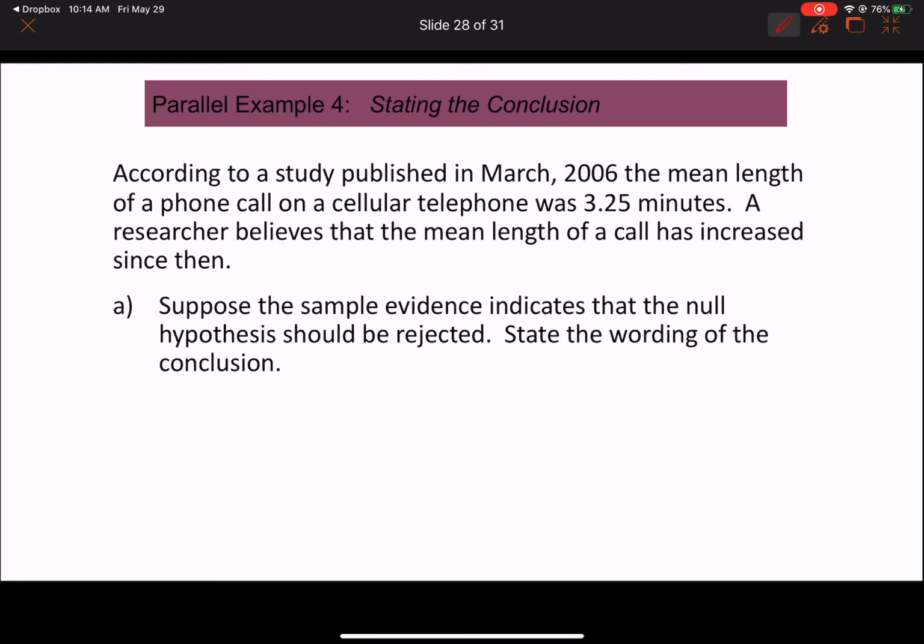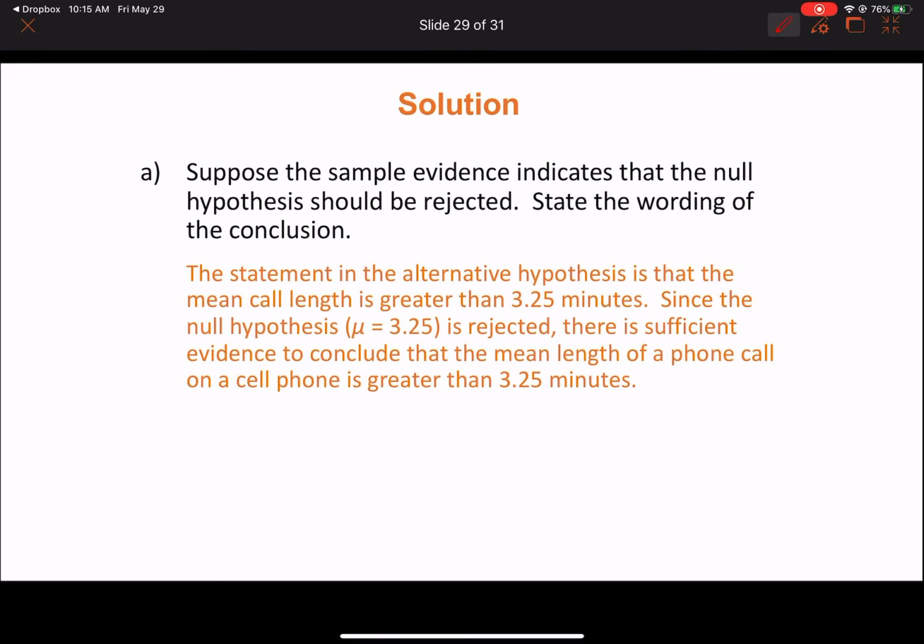All right, we are almost done here, guys. This is back to the phone call. The mean length of a call was 3.25. The researcher believes the mean length of the call has increased since then. If the sample evidence indicates that the null hypothesis should be rejected, let's look at the wording of the conclusion. This is much wordier than you are going to need to be.